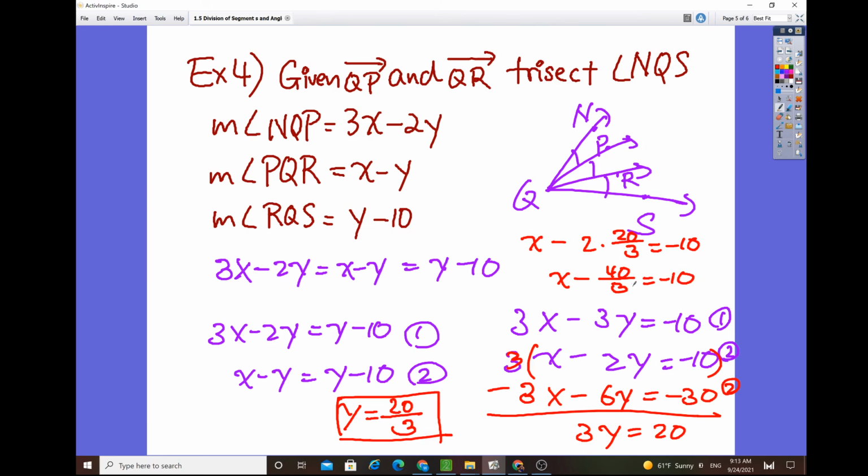If you don't want to deal with the fraction, you can always multiply everything by 3 on both sides. What we find here is 3x minus 40 equals negative 30. Negative 30 plus 40 is 10, so x equals 10 over 3. So that's the way to solve for x and y.